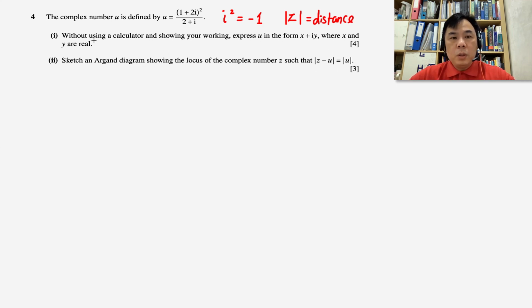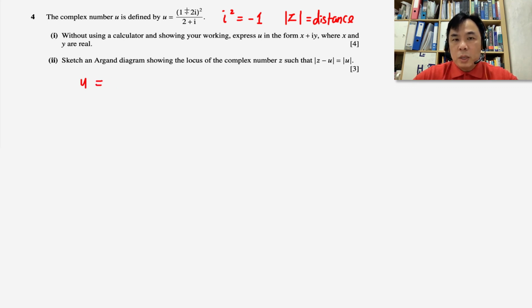Now the first question: without using a calculator and showing your working, express u in the form here. Now there are many ways to do it. One way you can use Euler form. But for this example, the argument for the complex number may not be some special angle. So I will advise you to use the normal methods, rationalize it, or use the algebraic methods. Now I'm going to show you both again one more time. So the first one is to rationalize it.